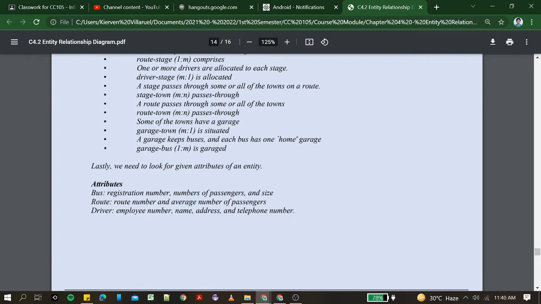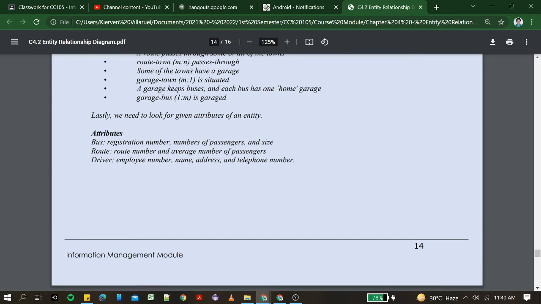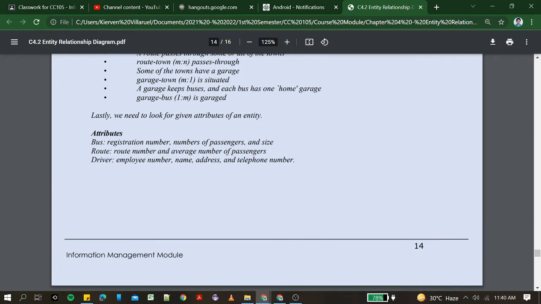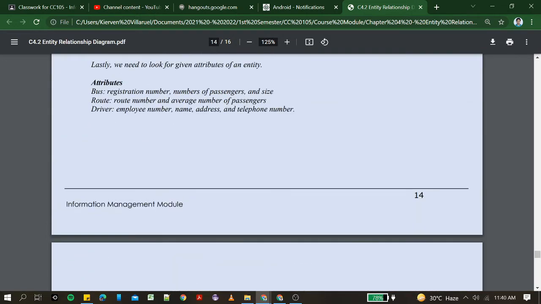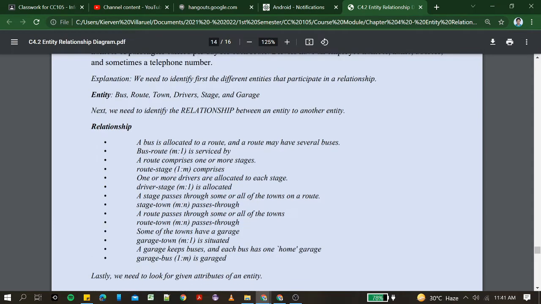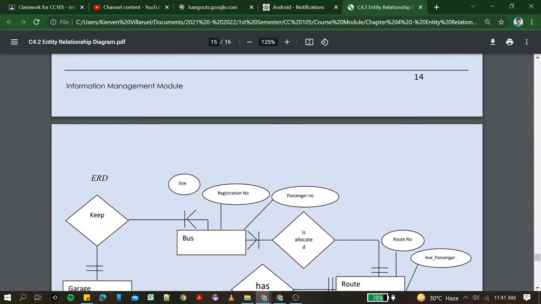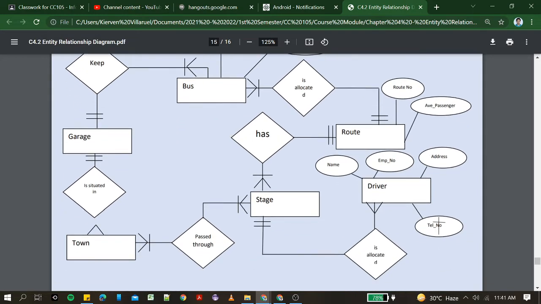Kung meron. So, sabi diyan, sa mga entity na na-determine natin, we have the bus, meron siyang registration number, number of passengers, and size. We have the route number, and average number of passengers. The driver, meron siyang employee number, name, address, and telephone number. So, yun lang naman yung naka-specify dun sa ating business rules. So, yun lang kailangan nating i-identify. Then, kapag na-identify na natin yung mga yun, the next one is that we have to draw the diagram. At ito na siya. Okay.